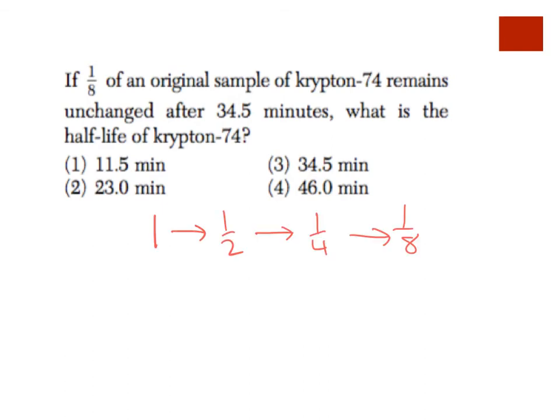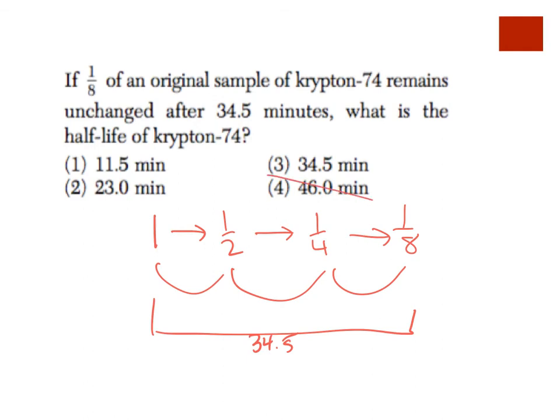Okay, so if I have 1/8 now, that means one half-life before that was a quarter, a half-life before that was a half, and 1. So if I have 1/8 left, and this whole time took 34.5 minutes, well, there's no way a half-life can be 46. Why? Because in 34.5 minutes, I'm down to much less than a half. Likewise, it can't be 34.5.